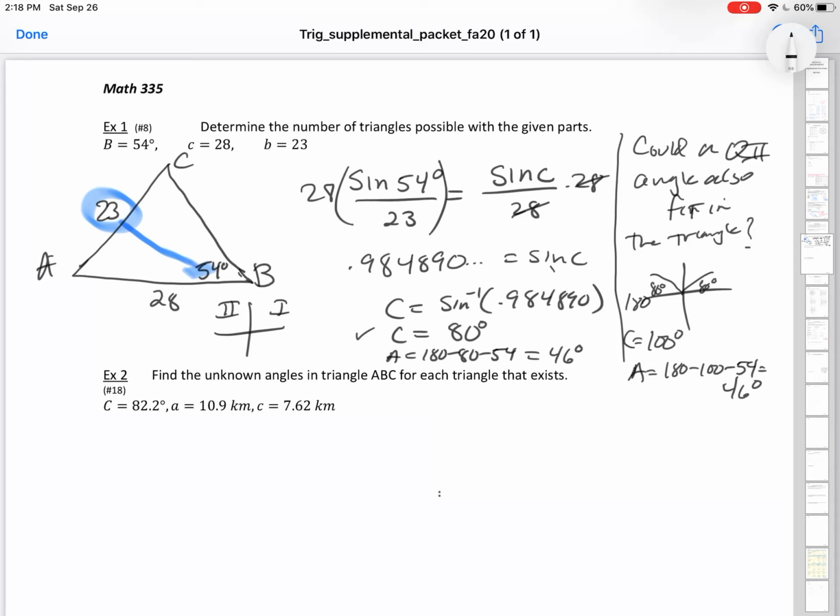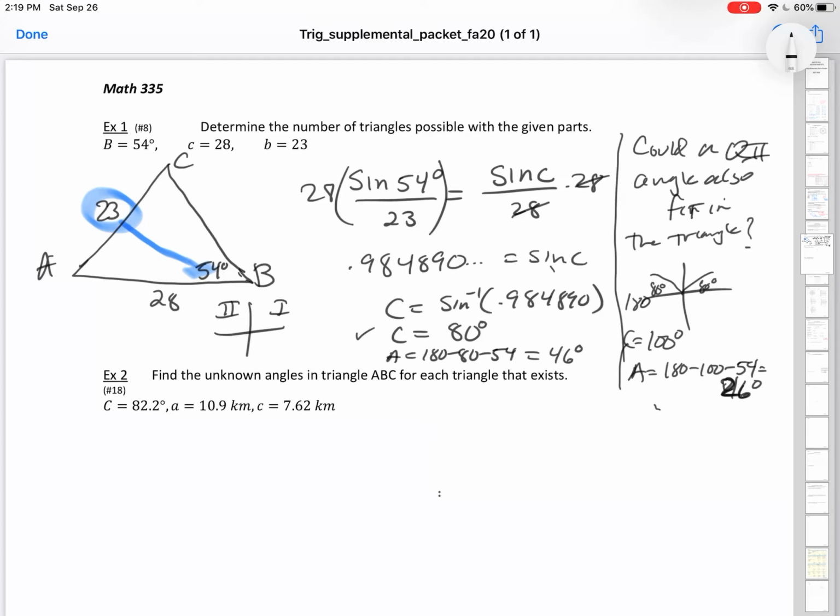Oops, I did that wrong. I said minus 80, but I meant to put in minus 100. Sorry, it shouldn't have been the same thing as we got with the other one. That gives 26 degrees. Sorry for that hang up. So yes, there's a whole second triangle possible with a 100-degree angle for C, a 26-degree angle for A, and a 54-degree angle for B, which we already knew. So there's definitely another one in there.